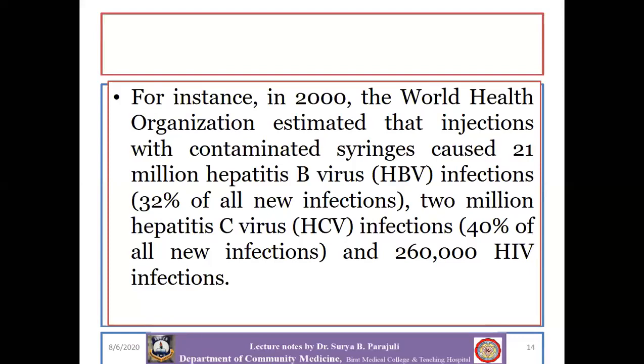For instance, 2020 years ago, the World Health Organization estimated that injections with contaminated syringes, actually produced by our hospitals, caused from us, from our healthcare practitioners, 21 million hepatitis B virus infections, which is due to contaminated syringes or injections. And this is our fault. 2 million hepatitis C virus infections, this is our fault.